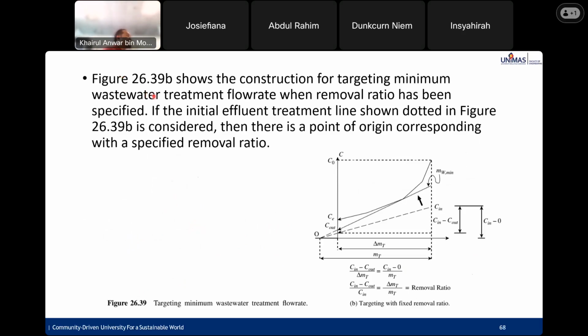Figure 26.39 shows the construction for targeting minimum wastewater treatment flow rate when a removal ratio has been specified. If the initial effluent treatment line shown dotted in figure 26.39b is considered, then there is a point of origin corresponding with this.